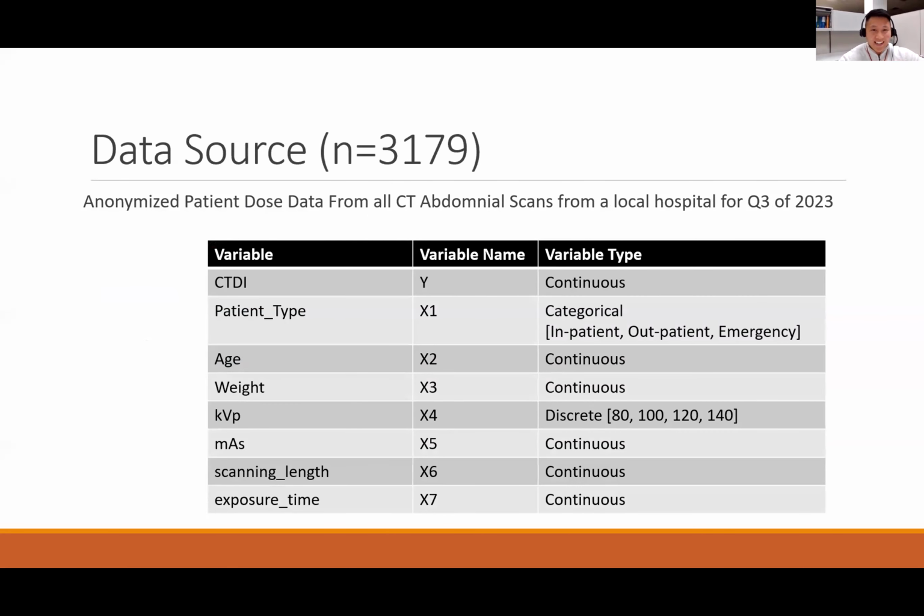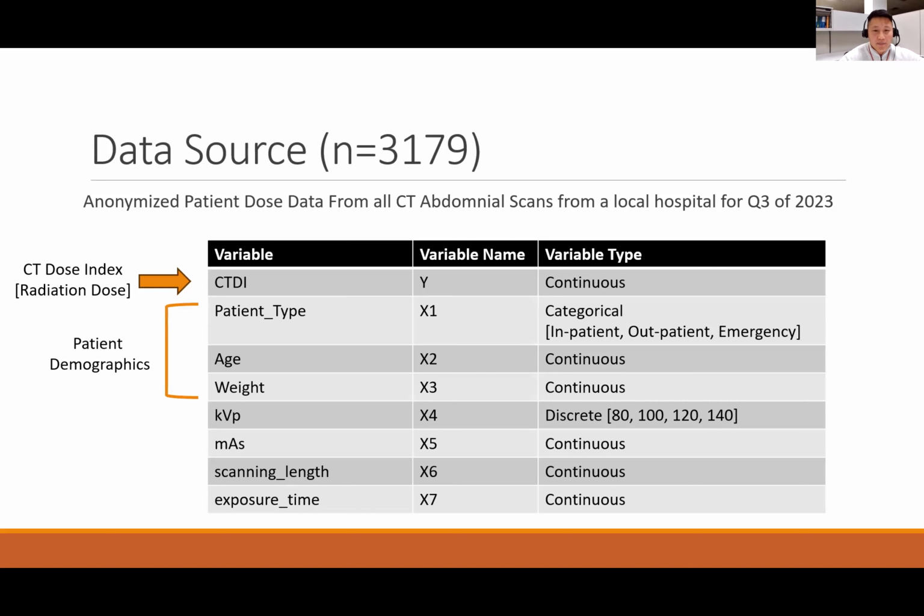I walked over to the hospital that I live right next to, and I requested the CT dose data from the last quarter of this year and anonymized it so that we're not breaking any HIPAA regulations. We have this data here. The first variable is what we call CT dose index. It's a surrogate for radiation dose from the scanner, and this is the Y variable that we're trying to model using these available patient demographics.